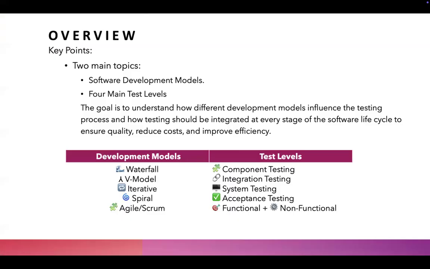This presentation is divided into two main parts. First, we will talk about different software development models, which will help us plan and build software in a structured way. Then we will explain the four main levels of testing that are done at different stages of development. By the end of this presentation, you will understand how using the right model and doing proper testing at the right time can help improve software quality and save time and money.